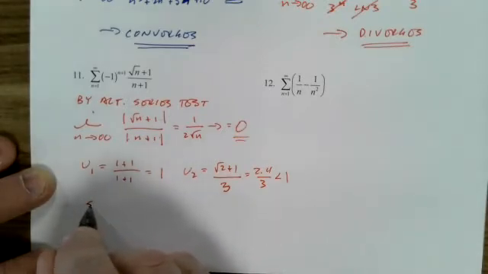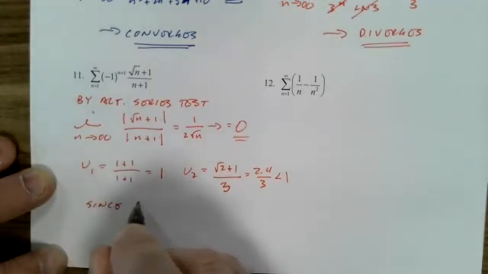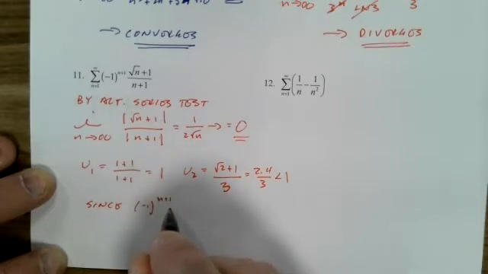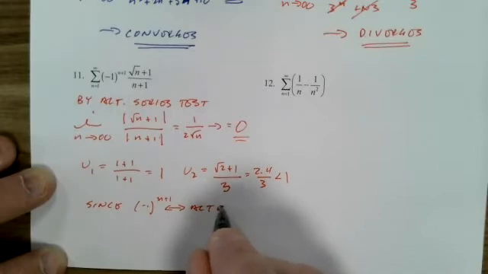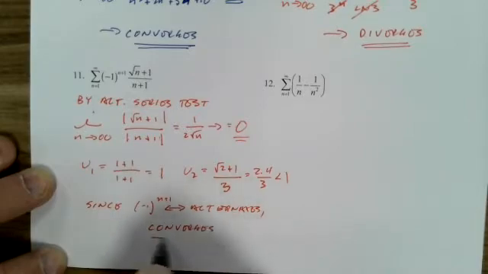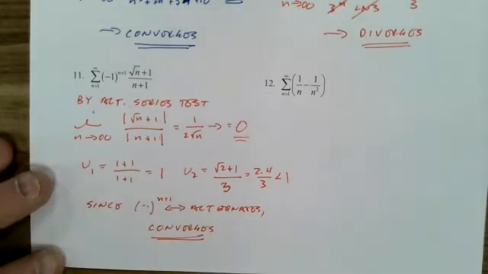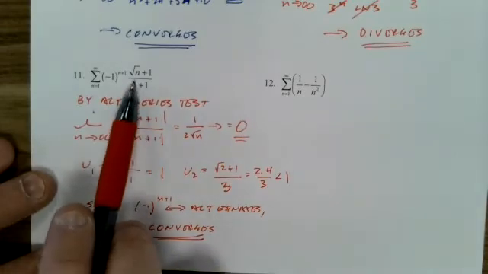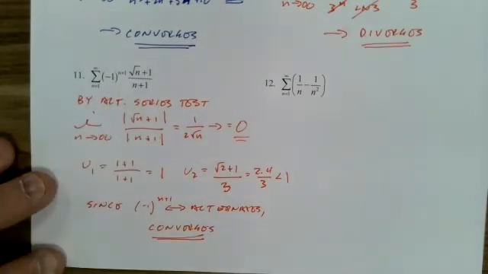So since we have -1 to the n plus 1, meaning it alternates, this converges. That's really busy for an actual test. You'd be like, oh, it's 1 over square root of n, alternating, done.